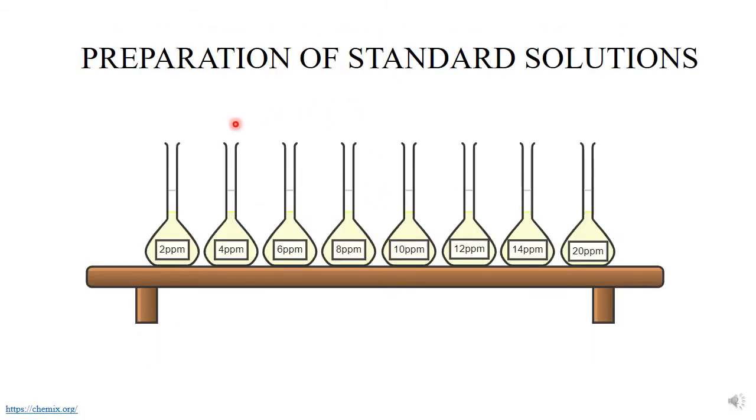Next, using the standard 50 parts per million riboflavin solution, 8 standard solutions of varying riboflavin concentrations were made, each in a 25 milliliter volumetric flask. The 8 solutions respectively contained 1 milliliter, 2 milliliters, 3 milliliters, 4 milliliters, 5 milliliters, 6 milliliters, 7 milliliters, and 10 milliliters of the standard 50 parts per million riboflavin solution.